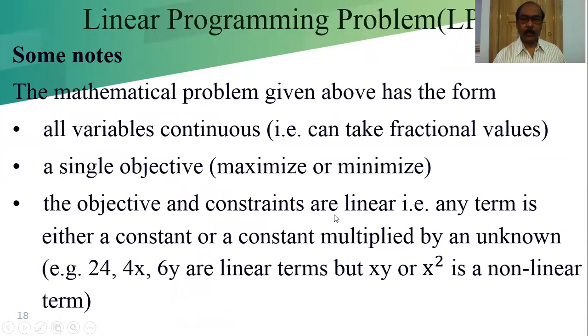The objective and the constraints are linear. That is, any term is either a constant or a constant multiplied by an unknown. As for example, 24, 4x, 6y are linear terms. Nowhere are there terms like xy or higher powers of x and y. Here xy and x squared are non-linear terms.